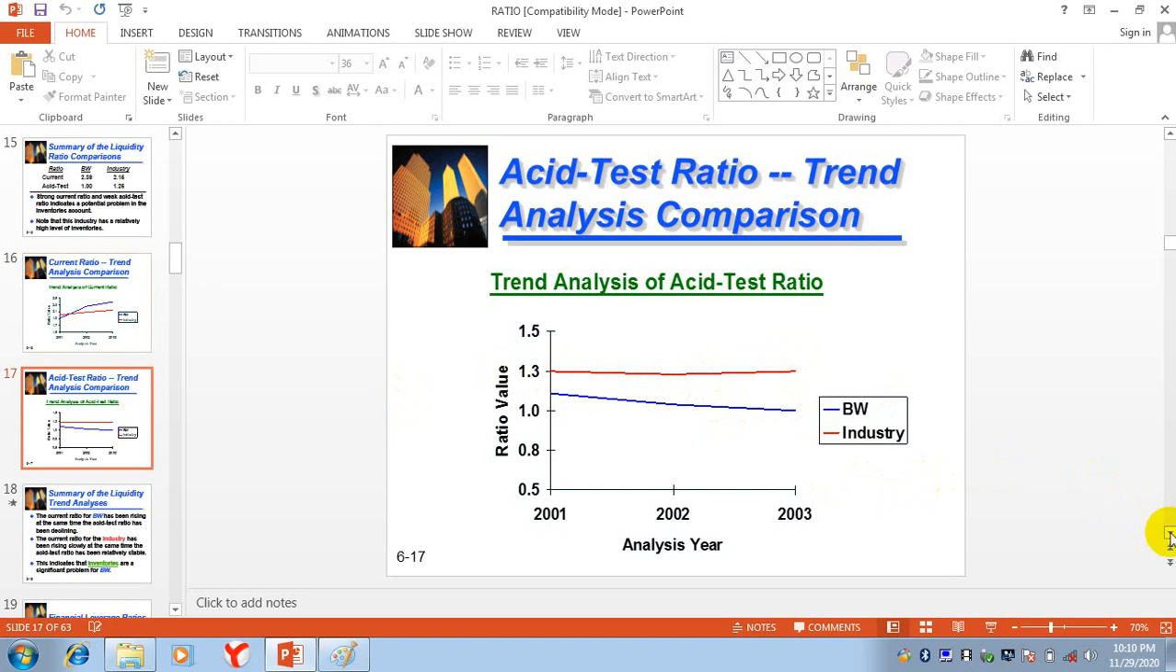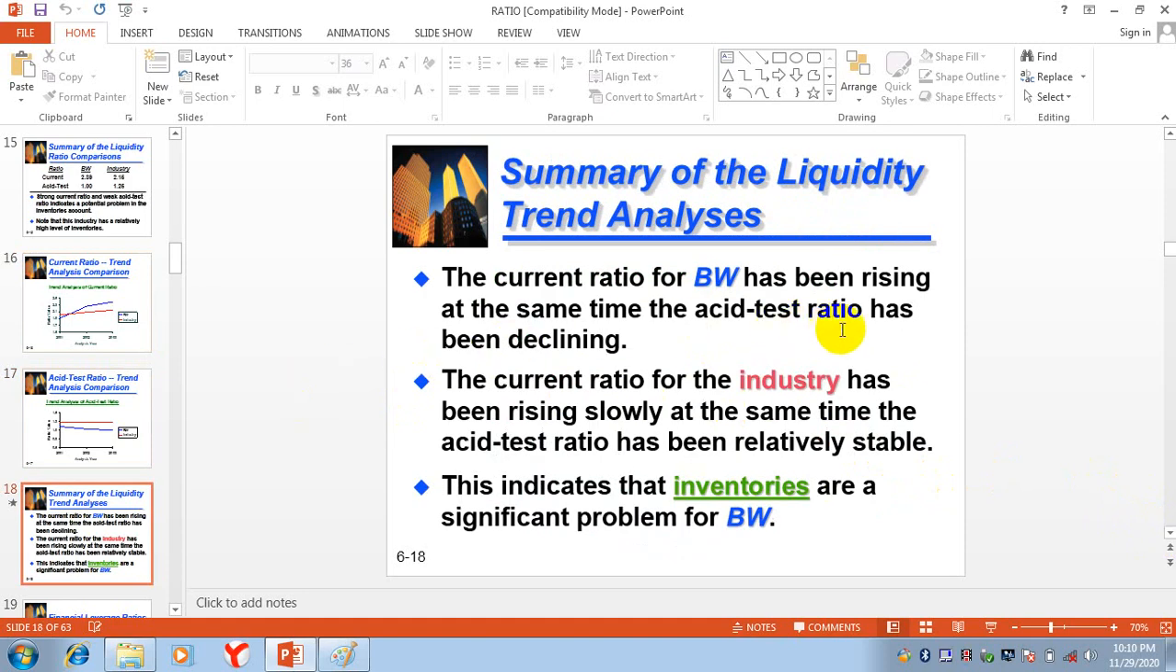See this. So here he's explaining this thing. The acid test ratio has been declining. The current ratio for the industry has been rising slowly. At the same time, the acid test ratio has been relatively stable. Our current ratio is going high and our quick ratio is going down. The industry's current ratio is rising slowly, while their quick ratio is stable.